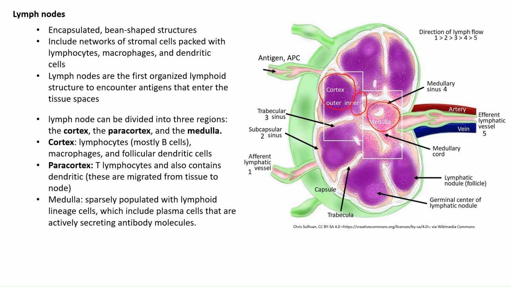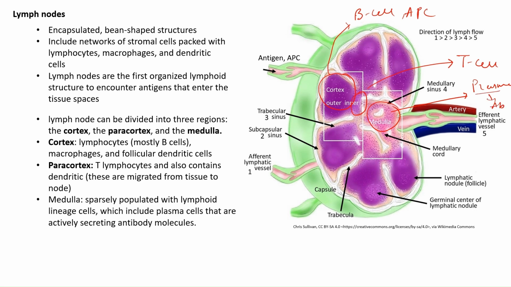The outer cortex mostly consists of B cells. Along with that, some antigen presenting cells are also present, like dendritic cells and macrophages. The paracortex mostly consists of T cells. And in the medulla, in the center, there are plasma cells. Plasma cells are also B cells, but these are activated B cells that release antibody in the blood.